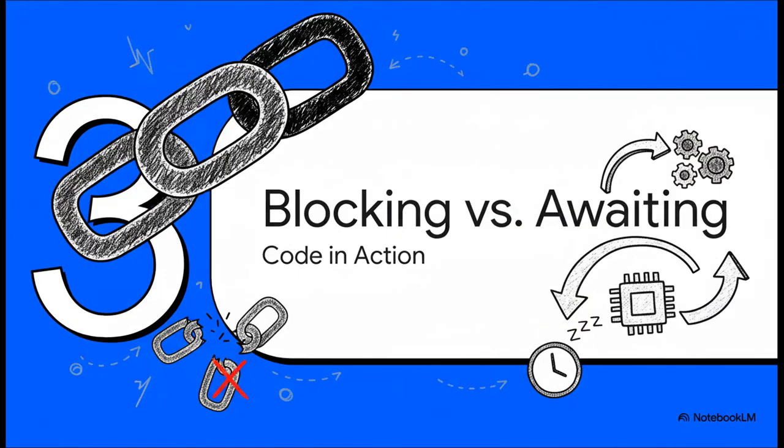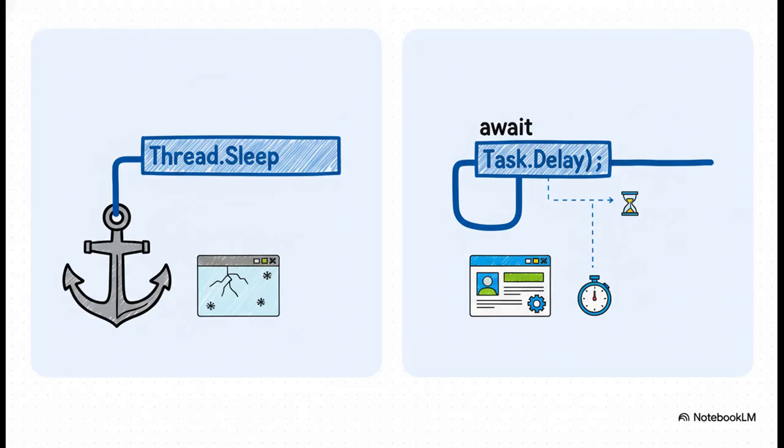Okay, let's see what this actually looks like in code, because the difference on the screen might look small, but the impact it has on your app is absolutely massive. Just look at this side by side. On the left, Thread.Sleep literally puts the entire thread to sleep. It's doing absolutely nothing. It's just wasted time. And if that were your UI thread, your app would be frozen solid.